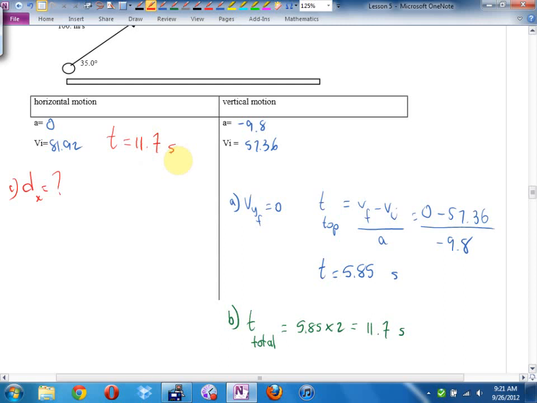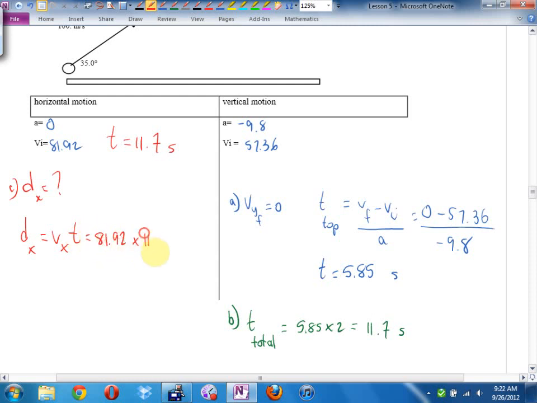Is there an equation that has acceleration, velocity, time, and displacement in it? There is. As a matter of fact, it's d equals vi t plus a half a t squared, except what's a equal to? Horizontally, it's 0. In fact, you can really just say this. Horizontal displacement, or range, is horizontal speed times time, because a is 0.